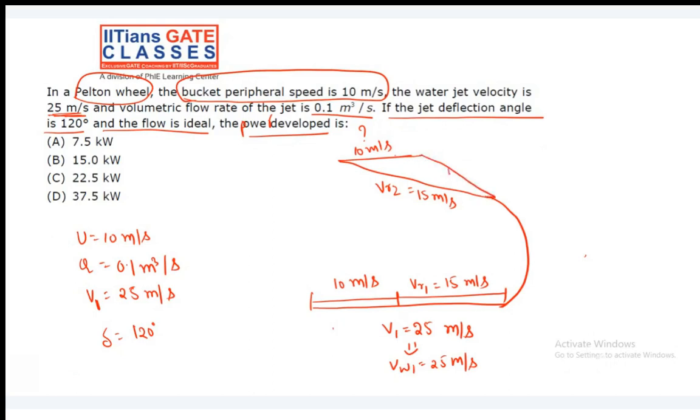this is your absolute velocity at the exit, but we need to find out what this vw2 is. Why? Because we know that the power developed was rho q times vw1 plus vw2 into u. So vw1 is anyway known to us, yes or no? Yes, vw1 is known, so we need to find the value of vw2.